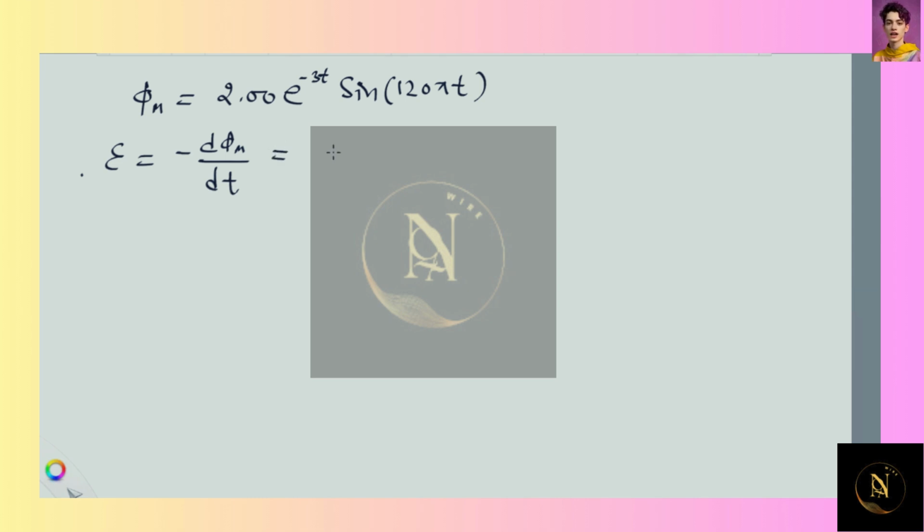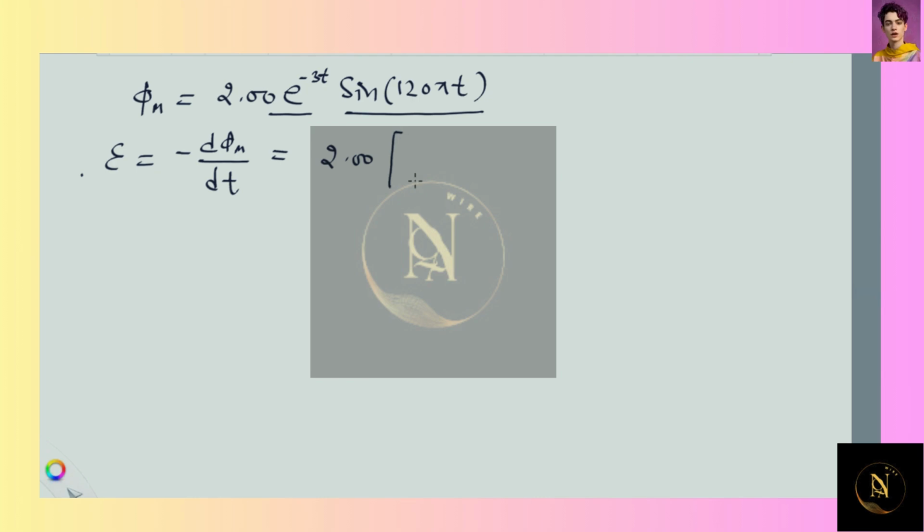So, here it will become the derivative of this function, which is the product of two variables. To differentiate it, you will have to apply the product rule, in which first of all, we consider this e raised to the power minus 3t as a constant, and we will differentiate sine of 120 pi t. And then we will consider this sine 120 pi t as a constant, and we will differentiate e raised to the power minus 3t. In this whole process, 2.00 will remain as a common constant.